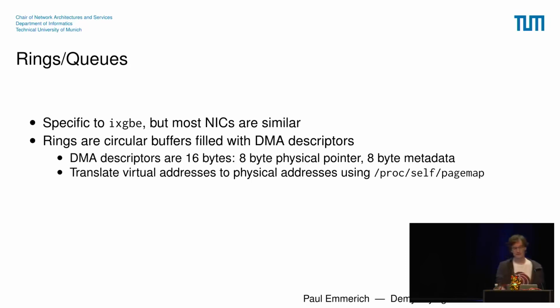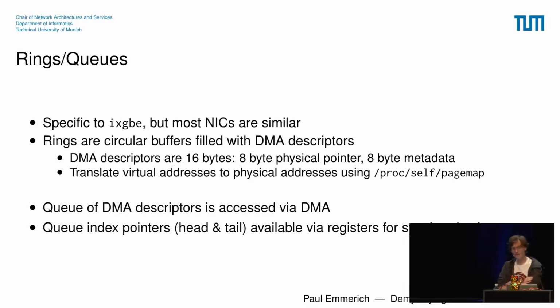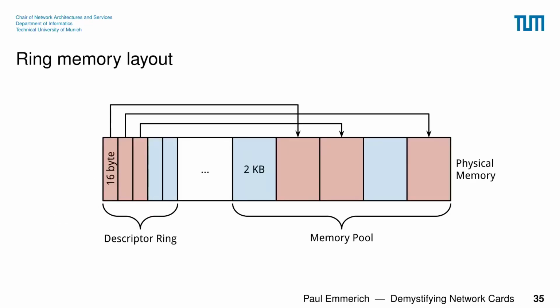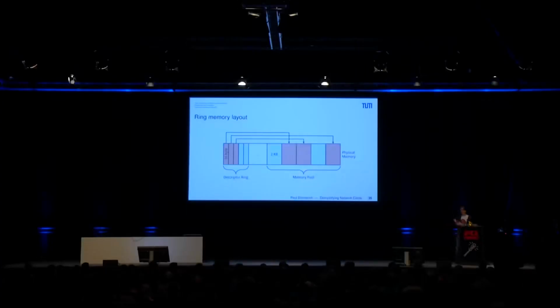The next thing is we now have this queue of DMA descriptors in memory, and this queue itself is also accessed via DMA, and it works like you expect a circular ring to work. It has a head and a tail, and the head and tail pointer are available via registers in memory mapped I/O address space, meaning in an image, it looks kind of like this. We have this descriptor ring in our physical memory to the left, full of pointers, and then we have somewhere else these packets in some memory pool.